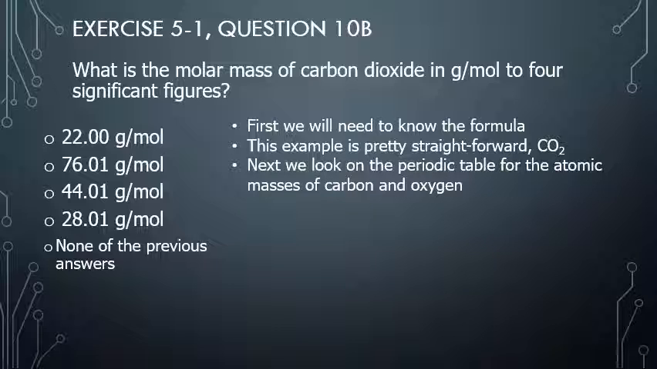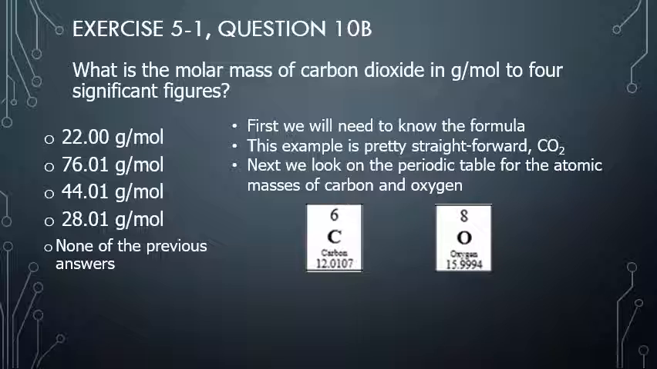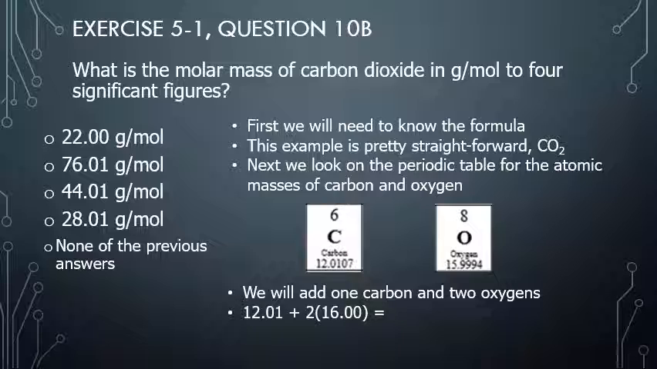Next, what we'll do is look at the periodic table for the atomic masses of carbon and oxygen. I see carbon, 12.01, oxygen, 16.00, rounded up. I add those together. One carbon, two oxygens, according to the formula. 12.01 plus 2 times 16. Check my math on this, but I get 44.01. Okay, this problem, pretty easy.